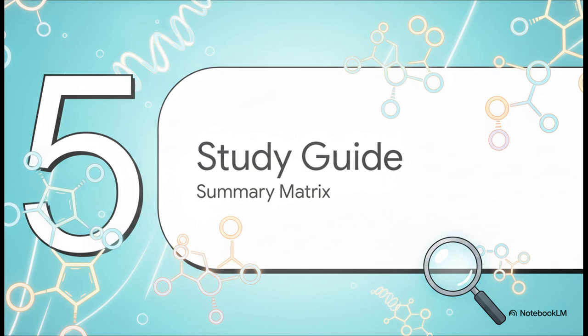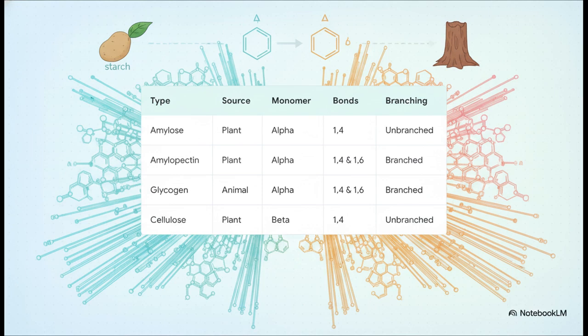Finally, Section 5, the Polysaccharide Study Guide Summary. Bringing it all together in this summary matrix, you can clearly see how everything connects. We have amylose and amylopectin making up plant starch from alpha-glucose, differing only when it comes to that 1,6 bond branching. You can see glycogen, the animal equivalent, taking that exact same branching to the absolute extreme for fast, accessible energy. And then finally, cellulose, standing completely apart by using beta-glucose, flipping its monomers, and forming those rigid, straight chains.